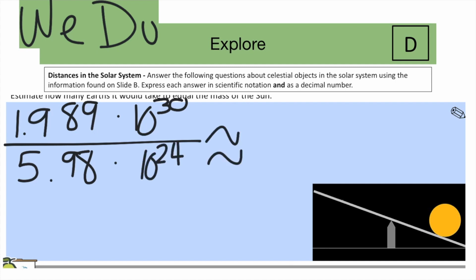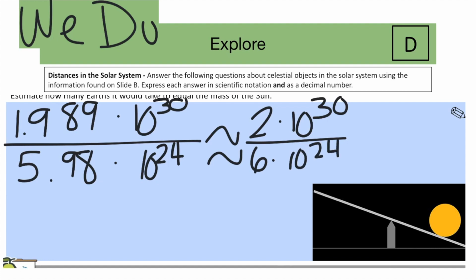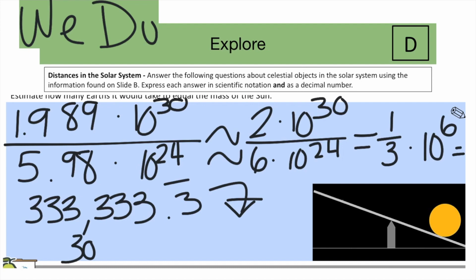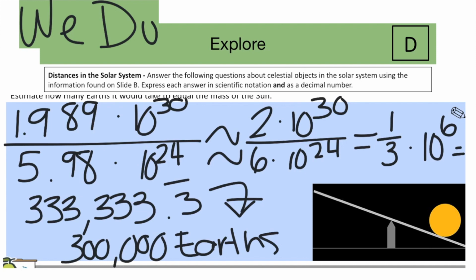So if we estimate it to be approximately 2 times 10 to the 30th over 6 times 10 to the 24th power, we get 1/3 times 10 to the 6th, which gets us 333,333.3 repeating. We can round down and estimate it to be approximately 300,000 Earths to equal the mass of the sun.